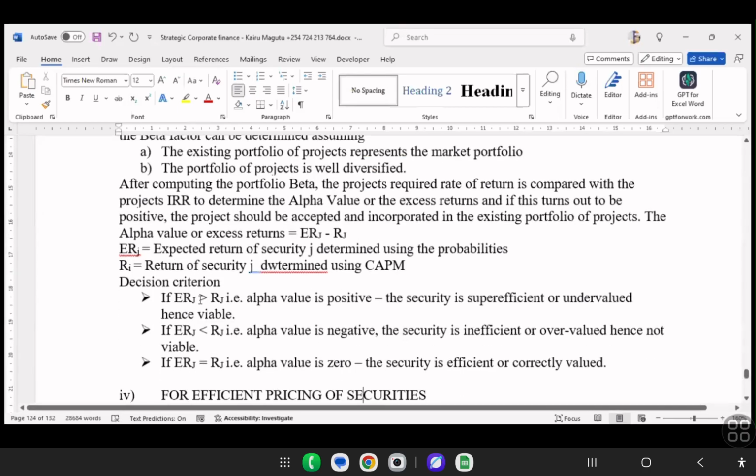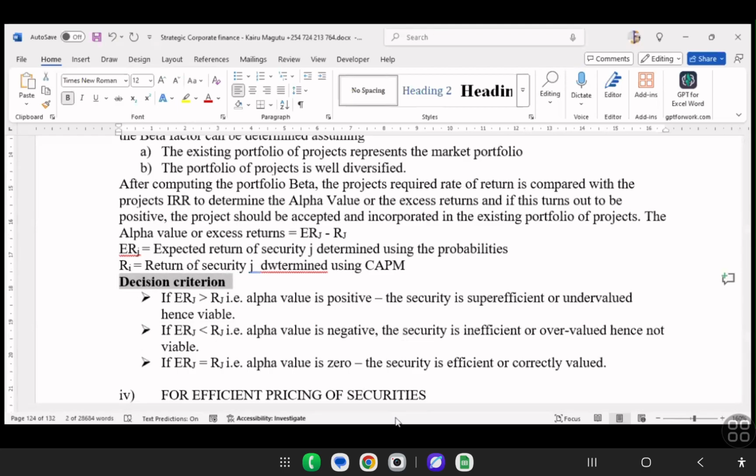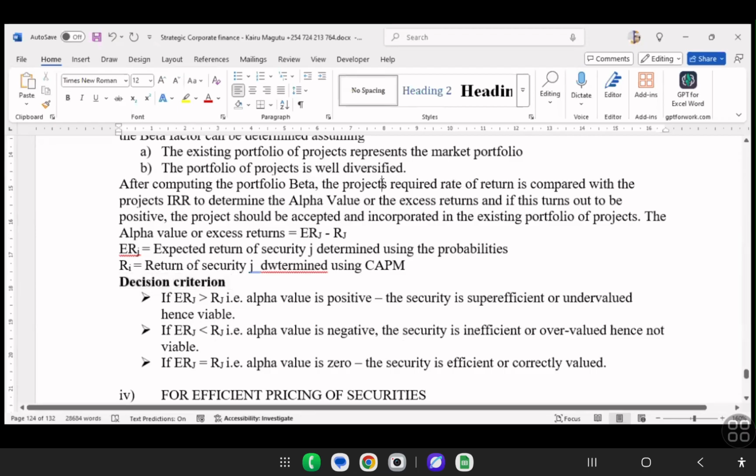Under the decision criteria, if the expected return of a security J is greater than the return of J, that is the alpha value is positive, the security is said to be super efficient, or the security is undervalued. It is therefore worth investing. It is viable. Number two, if the expected return of a security J is less than the return of J, meaning that the alpha value is negative, the security is inefficient or overvalued, hence the security is not viable.